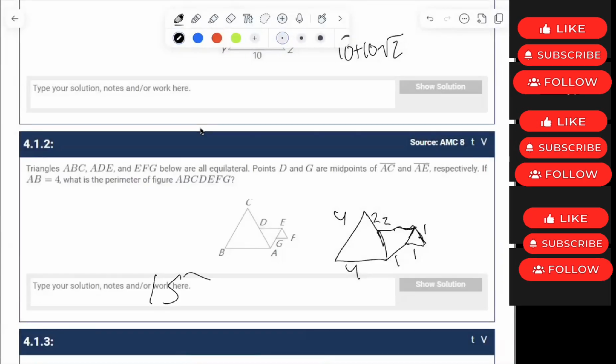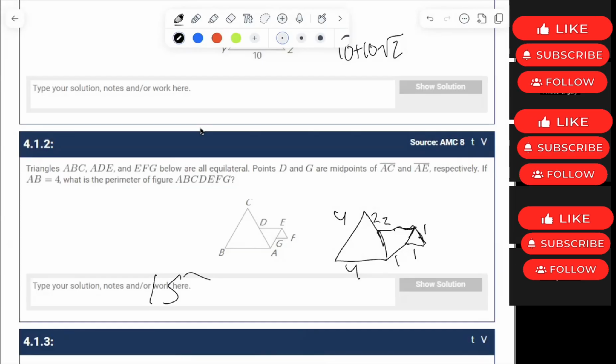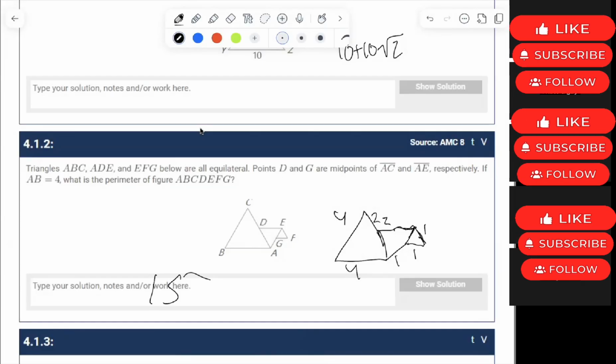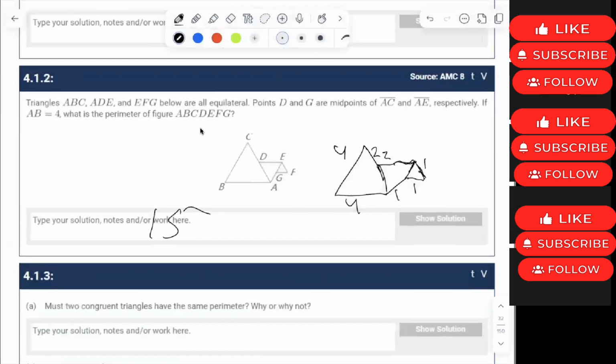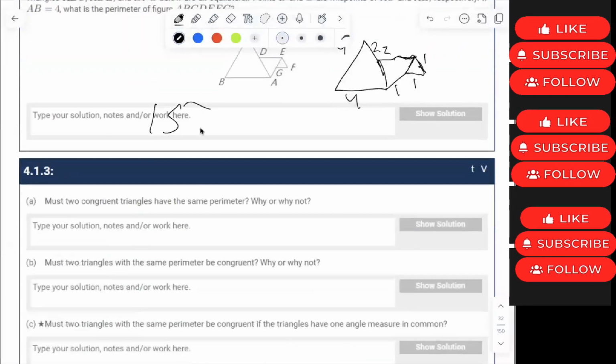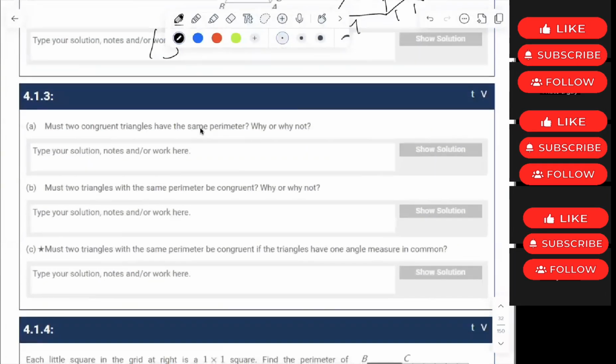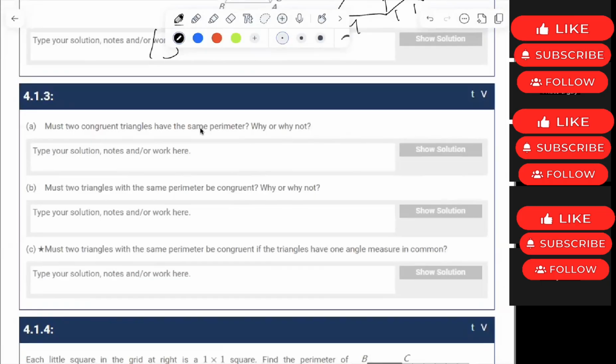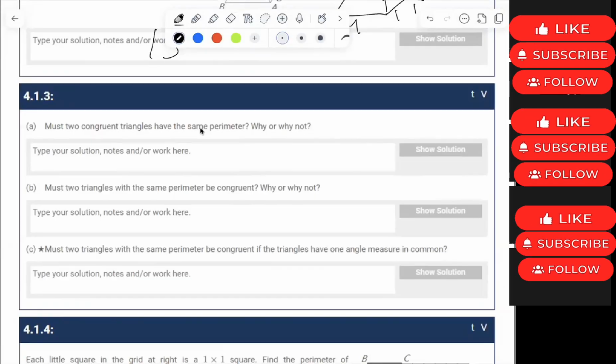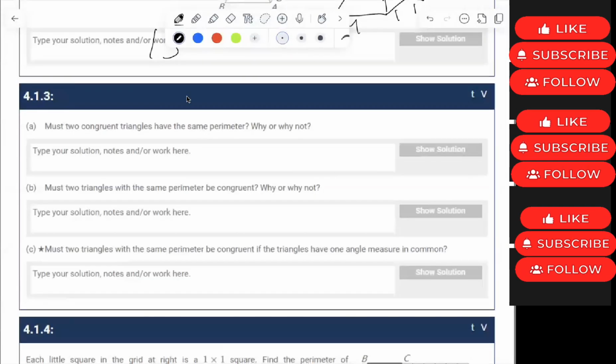Right, so basically, it is not three triangles added together, because we want the perimeter of the polygon ABCDFG, not the perimeter of the three triangles added up together. So this is kind of tricky, all right? Try to read the question carefully and see what you're missing. Now I'll start with 4.1.3. Must two congruent triangles have the same perimeter? Why or why not? Try this question and tell me your answer in chat.